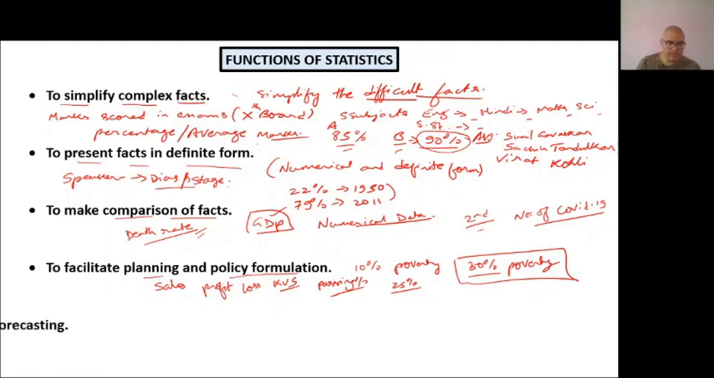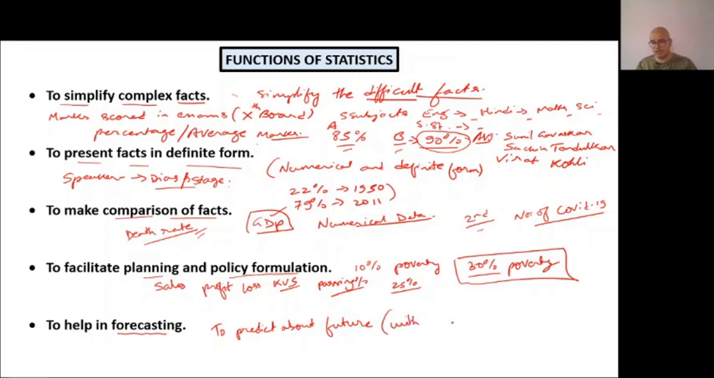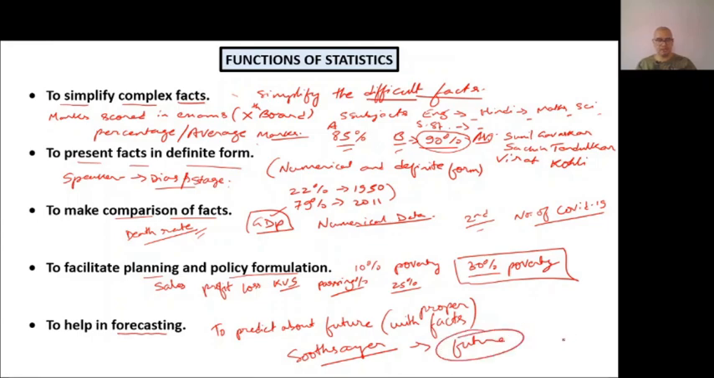Okay, next, to help in forecasting. Forecasting means to predict about future, predict about future, but with facts, proper facts. Okay, it's not like a soothsayer predicting about your future, okay, based on the planets' position and all. It's not like that. Forecasting means it has some proper way of forecasting. The proper facts are kept together, and based on those facts, your future will be forecasted.